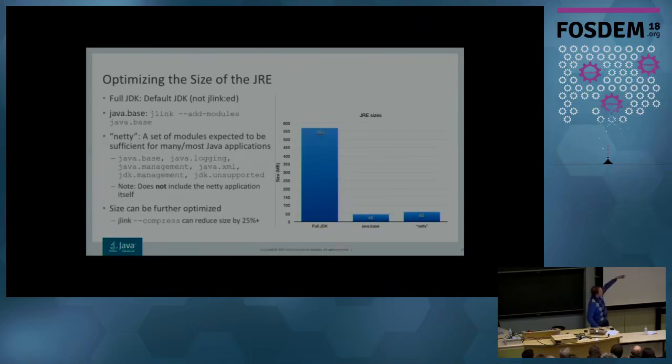I should point out that the netty bars and all of these bars, they don't contain any application. It's just the JRE itself, the core libraries of the JVM. So obviously, depending on what you add on top of this, it will become bigger. The size can be optimized further. One of the key ways of doing that is by specifying a command line option to JLink called --compressed, or there's a short version of it as well. Basically what that does is take some of the resources we have in the JRE and compress them. So it's not entirely unlikely that you'll see something ballpark 25% savings on top of all of this. So you can squeeze it down even further.